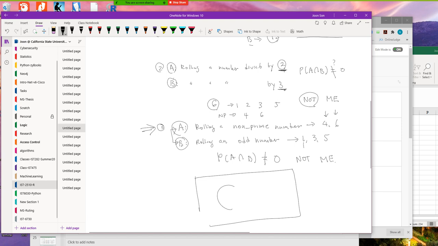So we have A, right? For the sample space, we know that it is 1, 2, 3, 4, 5, 6, right? That's the sample space. But let's say this is event A. For event A, you have 4 and 6, right? And for event B, we have 1, 3, and 5. You see that there is no common area between event A and B. So that's why event A and event B are mutually exclusive.